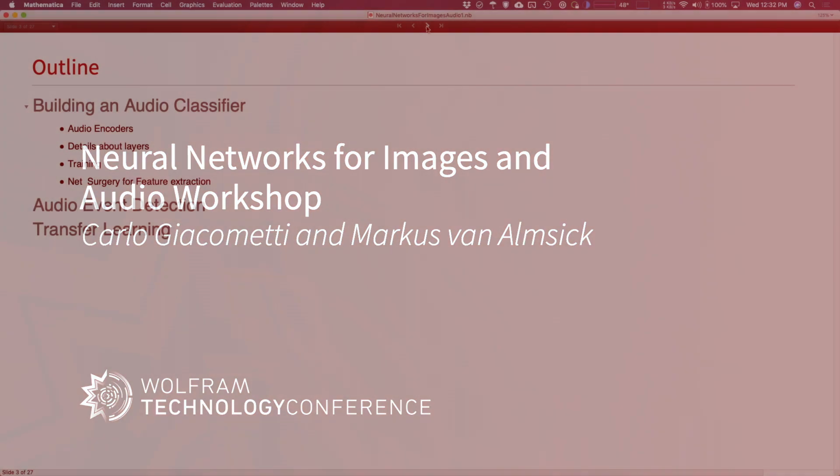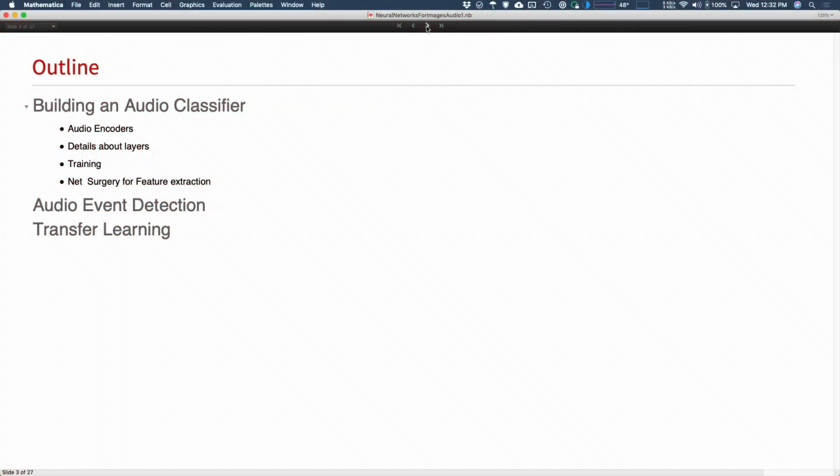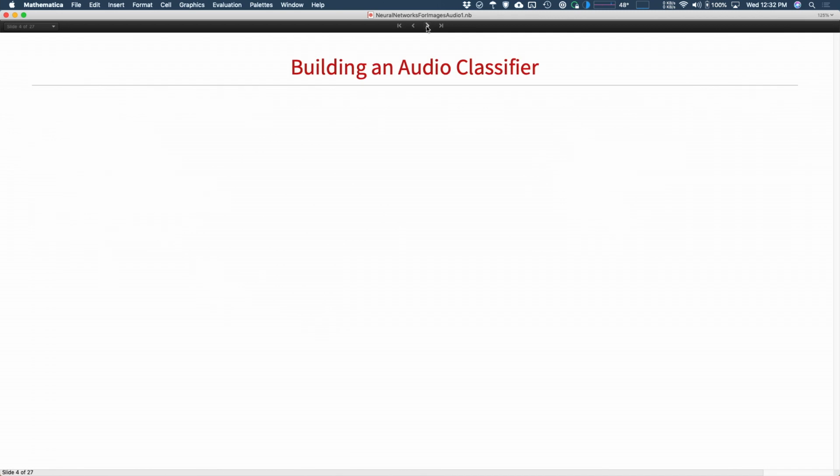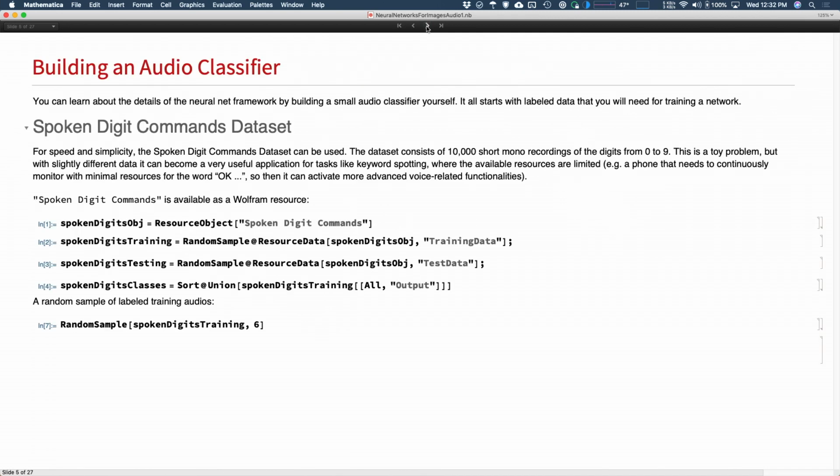The main topics I'm going to be talking about is first starting how to build a very simple audio classifier. It will be a small network on a toy dataset, but the techniques that you can use are definitely extensible to bigger problems. Then a simple example of audio event detection, and then another example of transfer learning. So let's start with the audio classifier.